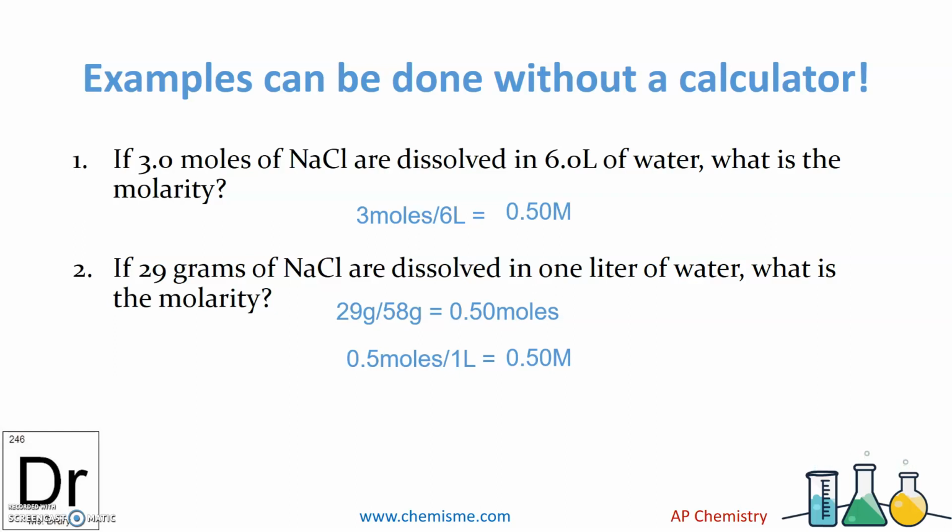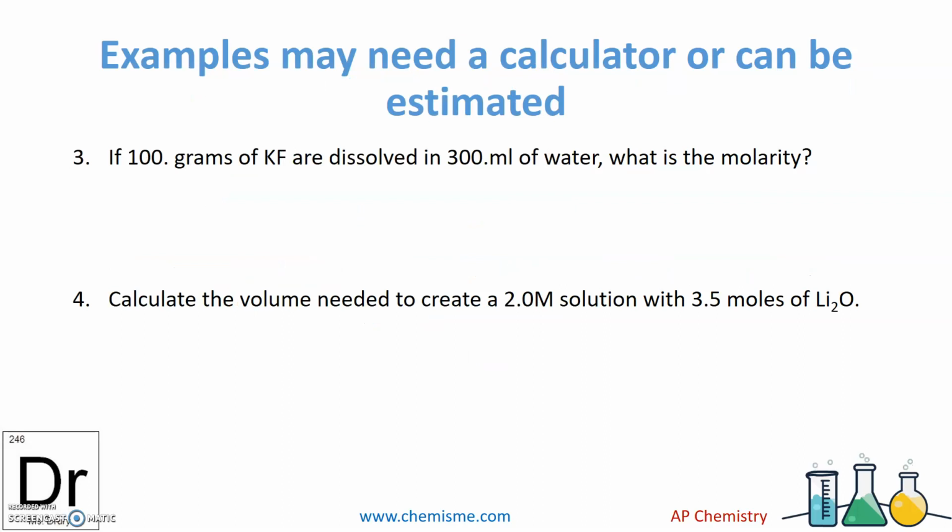So this is just showing you can get concentrations that are the same, 0.5 molar, 0.5 molar, but get them in different ways. In the first example, we had a 6-liter container. In the second example, we only have a 1-liter container. So you're dissolving different amounts in order to get the same molarity.